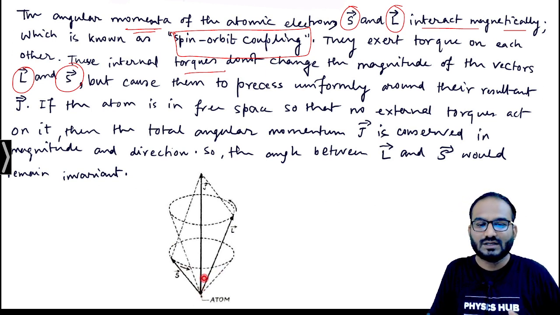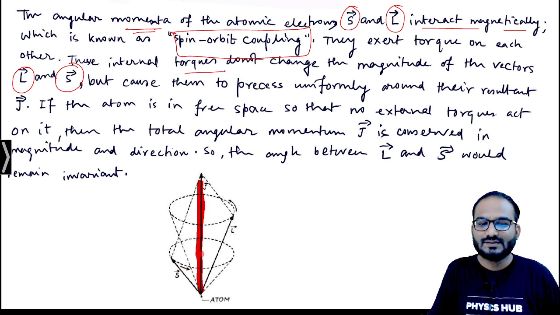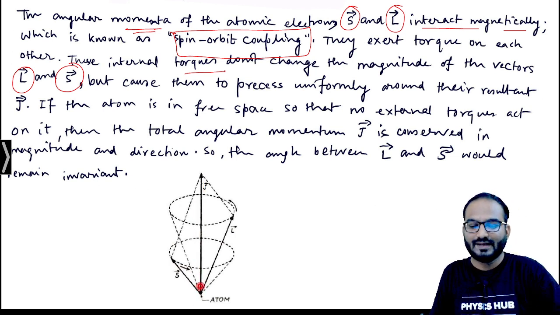They cause them to precess uniformly about the resultant. What is the resultant of L and S? The resultant is J. So this internal torque created from the coupling of LS spin orbit coupling cause them to precess about their resultant J. Right?